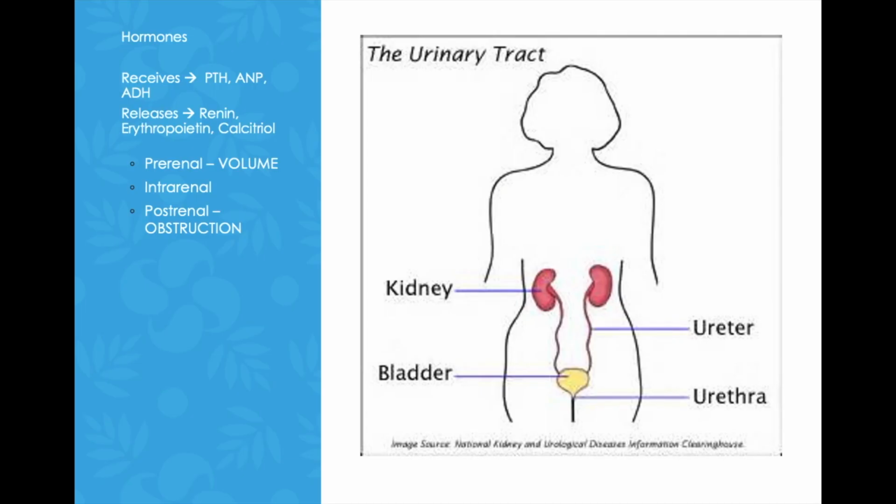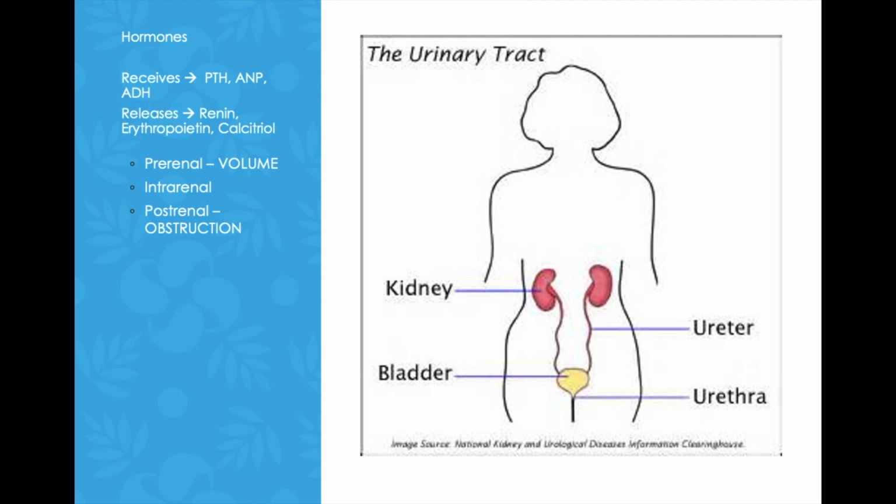So I just wanted to add the hormones that the kidneys release and receive. The most important ones that you should know are the ones that the kidneys release, which is your renin, your erythropoietin, and your calcitriol. So your renin is the one that's part of your RAS for your blood pressure. Your erythropoietin is basically what stimulates your bone marrow to produce red blood cells.